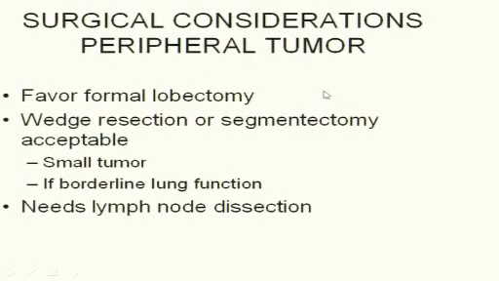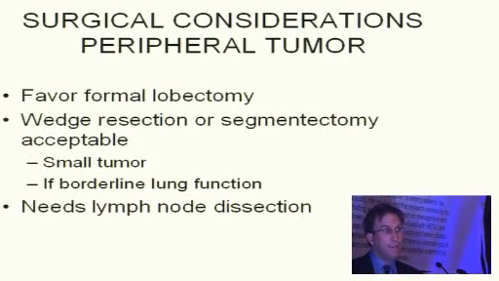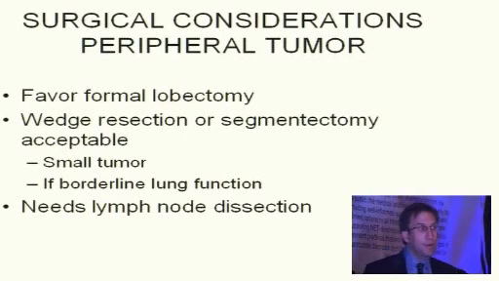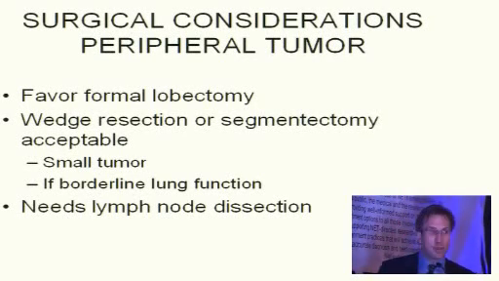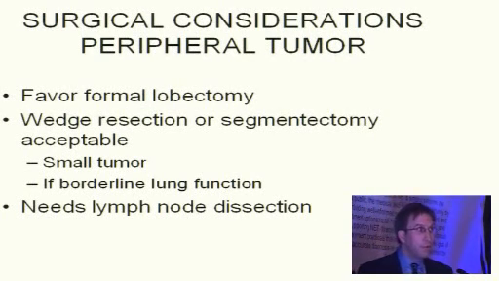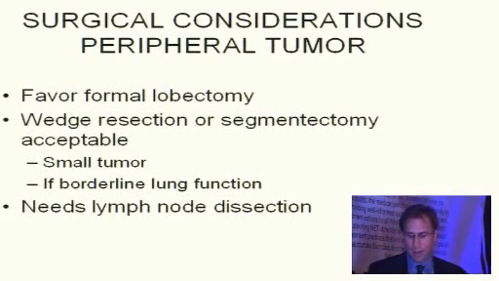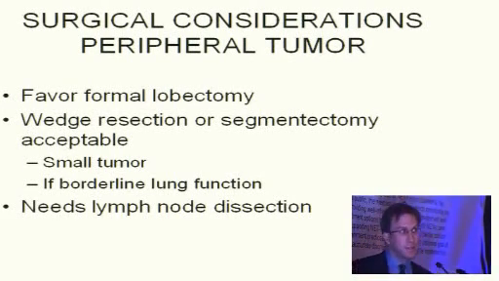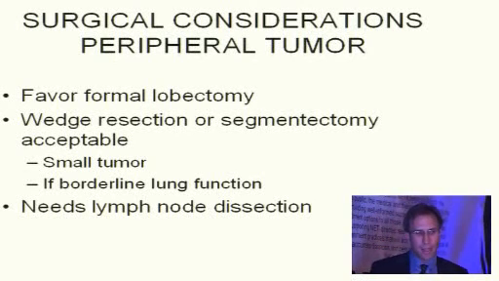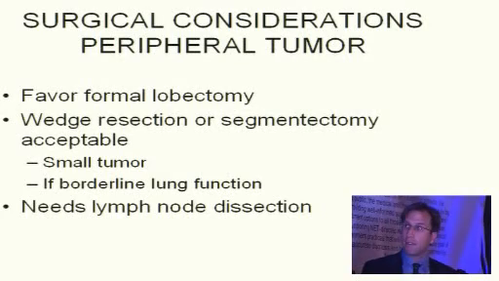But the traditional surgery is the formal lobectomy, because you can remove the lymphatic drainage. It's very important that you do a lymph node dissection. It's very important to remove all the lymph nodes for staging, to know if the tumor has spread or not, and also as a cure to remove all gross disease. Even if there's metastasis, you try to remove as much of the gross disease of the lymph nodes as possible.